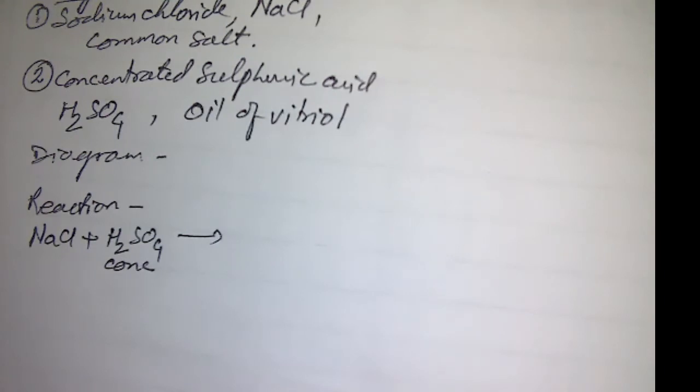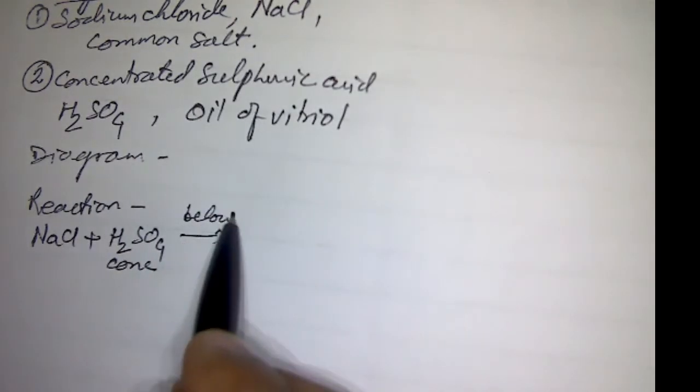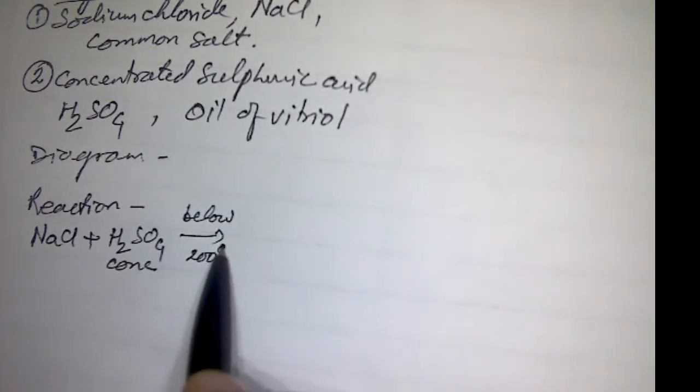So when we heat, for the preparation, we heat up to a particular temperature. So the temperature is kept below 200 degrees Celsius. Now, why? I'll tell you just now. But let's complete the reaction first. Below 200 degrees Celsius. We can go to higher temperature also, but we always keep it below 200 degrees Celsius. So once this reaction takes place, then what we do?